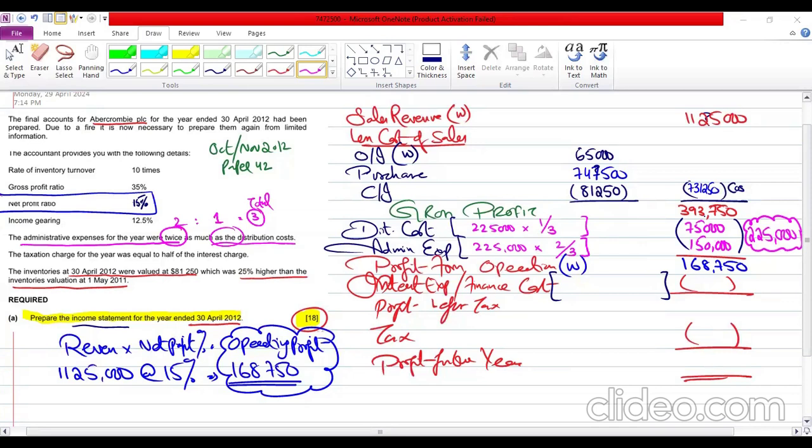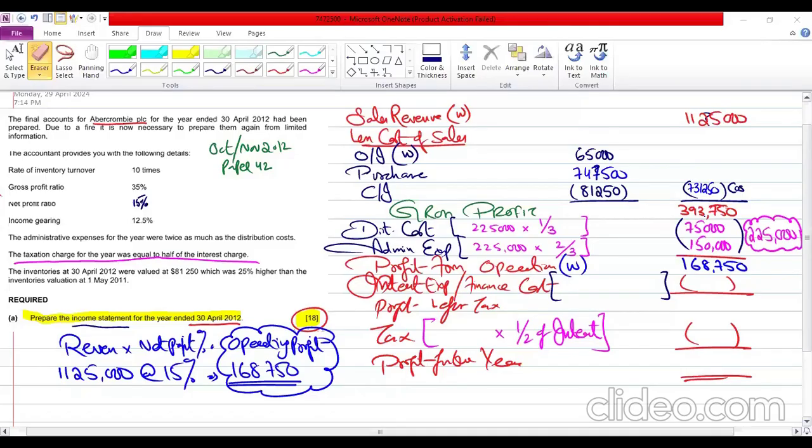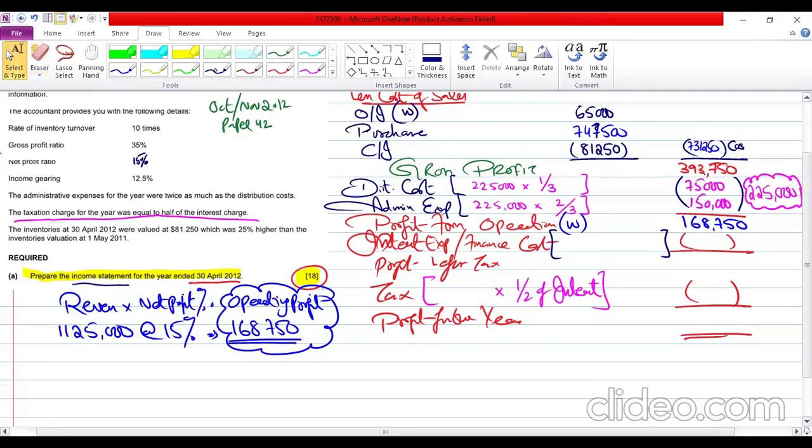Doing this, we earned 4 more marks. Now moving to interest, which will give us 1 more mark, tax 1 more mark, and the final answer. Now 3 marks left. So till here we earned around 15 marks. Now the problem is tax is half of interest, so we need to find out interest first to get the tax, right or wrong? There is no information, but one ratio is given, which is the income gearing ratio.